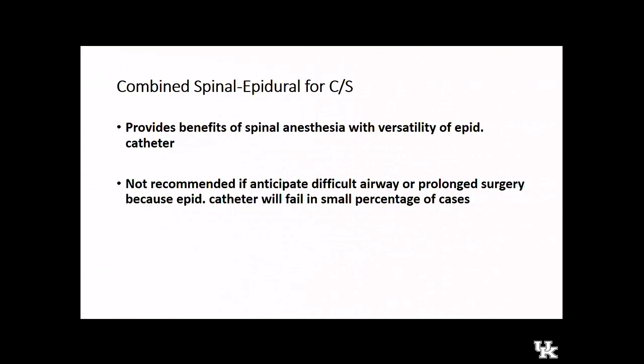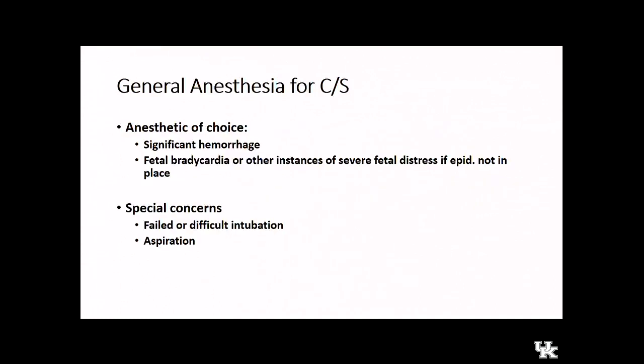Combined spinal epidural, as I said, does provide the benefits of a spinal, which is a bit denser block, more rapid onset, with the versatility of an epidural. But as I said, sometimes that epidural catheter may not work. You haven't dosed it, so you don't know 100% that it will work. So in those cases where you don't want to have to convert to general in the middle of the case, I probably wouldn't do a CSE.